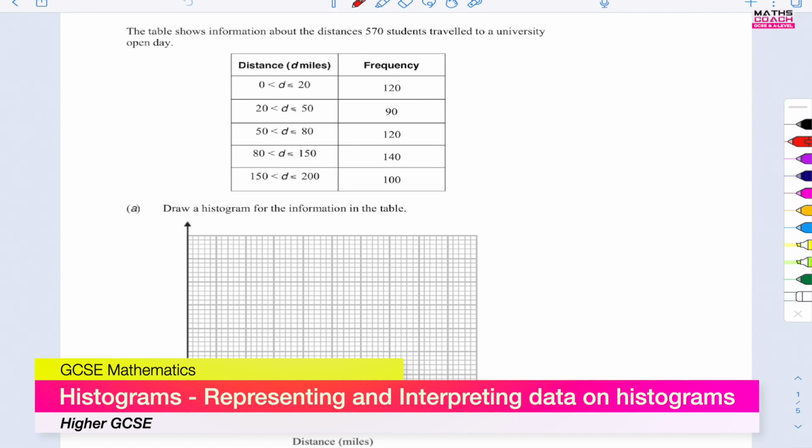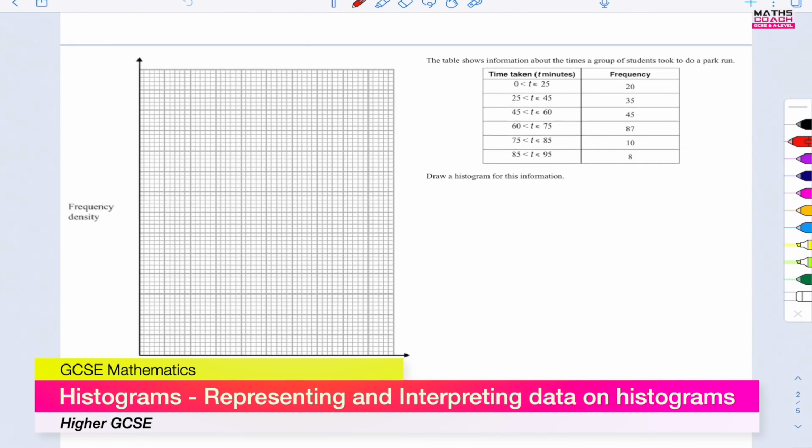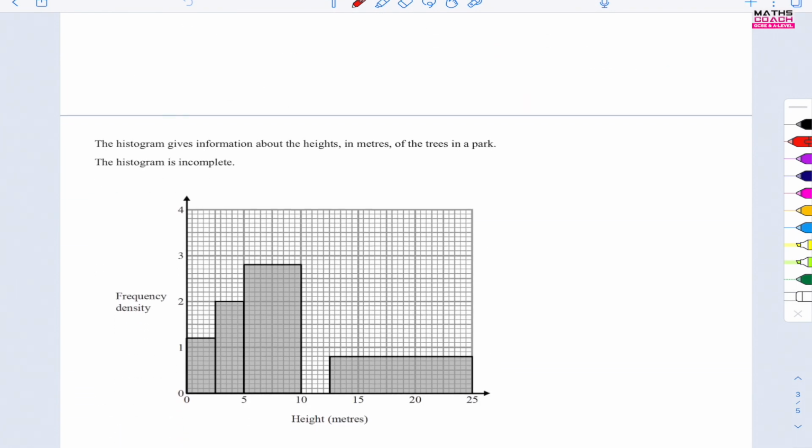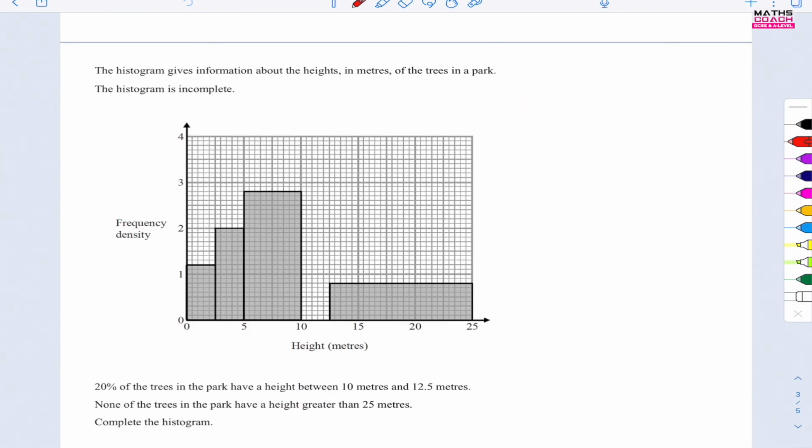Okay, so I'm going to go through this question here, and then I'm going to do another similar one where you can practice it. And then we're also going to look at this type of question, which is quite common, where you have to fill in the missing parts of the histogram.